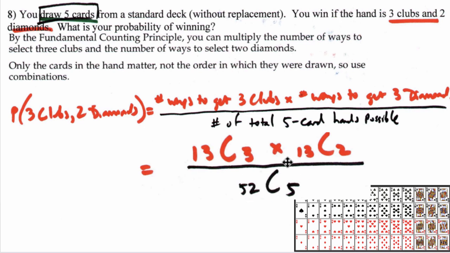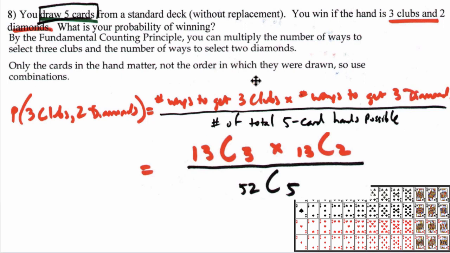52C5, that's my denominator. That's the total number of ways to draw 5 cards from 52. Now, what goes on top in the numerator? I want to get 3 clubs and 2 diamonds. So by the fundamental counting principle, we can multiply the number of ways to select 3 clubs and the number of ways to select 2 diamonds, and that'll be the total number of ways to be successful, right? Because I've got this many ways to get 3 clubs, and then for each of those, I can have any of those ways to get 2 diamonds.